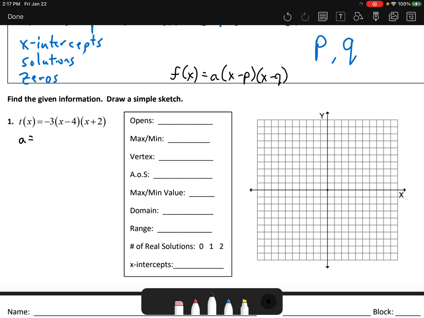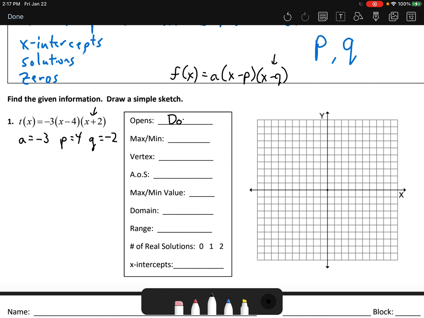So what's a on number 1? Negative 3. What's p? 4. What's q? Now I know a lot of you will say 2, but it's not. It's negative 2. Because the x plus 2, this is minus q. So therefore, the sign on q must be negative to make a positive. Now that is all we need to make this happen.